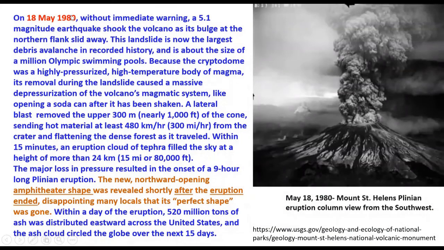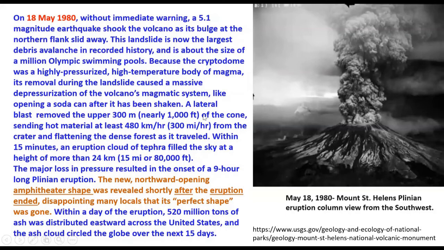So on 18 May, the next day, without immediate warning, a 5.1 magnitude earthquake shook the volcano at the north side. If you saw the video, the whole chunk of the mountain just slid down like a landslide. This landslide is now the largest debris avalanche in recorded history, about the size of 1 million Olympic swimming pools. Because the cryptodome was a highly pressured, high temperature body of magma, its removal during the landslide caused a massive depressurization of the volcano's magmatic system, like opening a soda can after it has been shaken. Imagine you shake a bottle of Coke before you open it, and it all comes up.